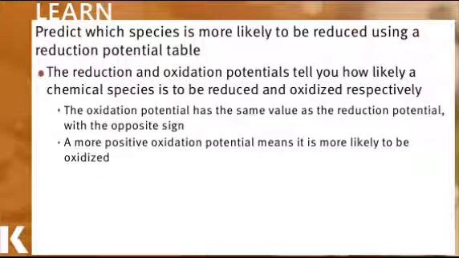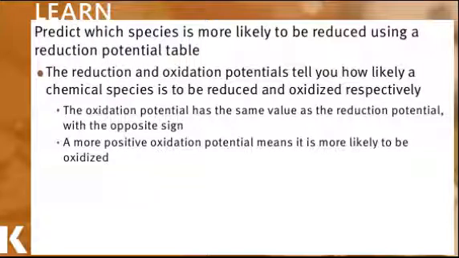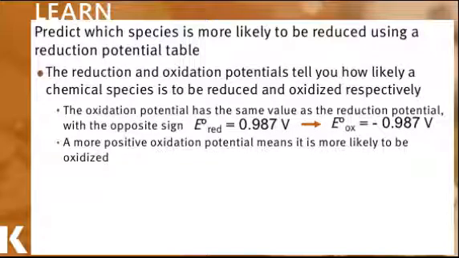The only difference between the oxidation potential and the reduction potential of a chemical species is the sign, so the quantity stays the same. So going off our previous example, if we were to flip the signs of the reduction potentials for palladium, we would get a standard oxidation potential of negative 0.987 volts.